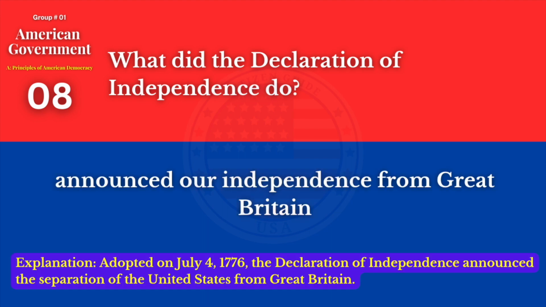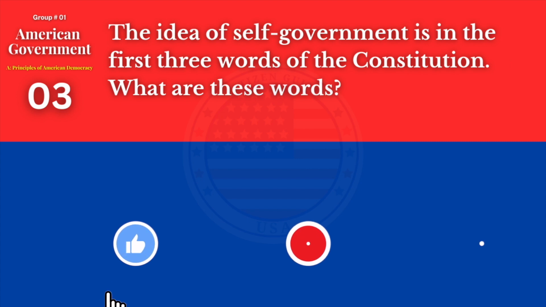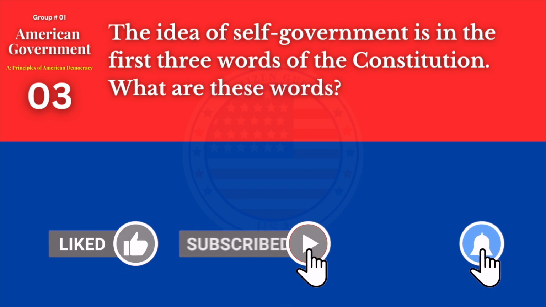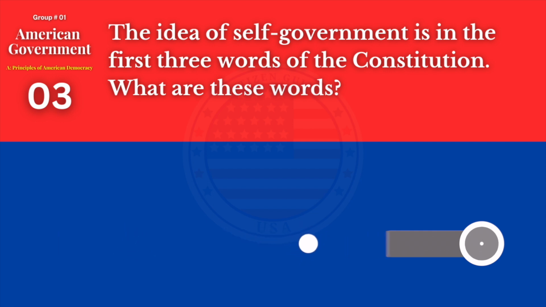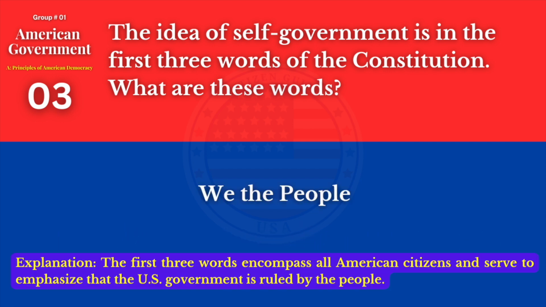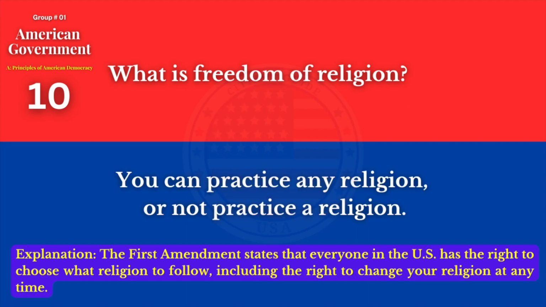Announced our independence from Great Britain. The idea of self-government is in the first 3 words of the Constitution. What are these words? We the people. What is freedom of religion? You can practice any religion or not practice a religion.